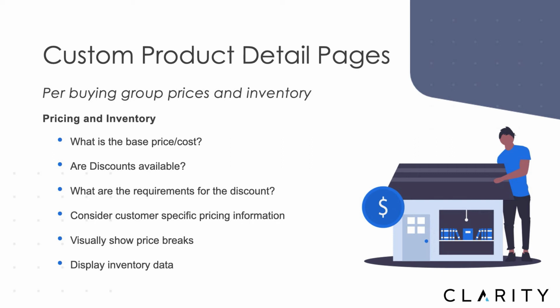So they're already given a discount because it's a buying group. So how do we handle any other additional considerations? And do we let people know what the requirements are for said discount? You have to have an AARP card, right? Do we visually show those price breaks?